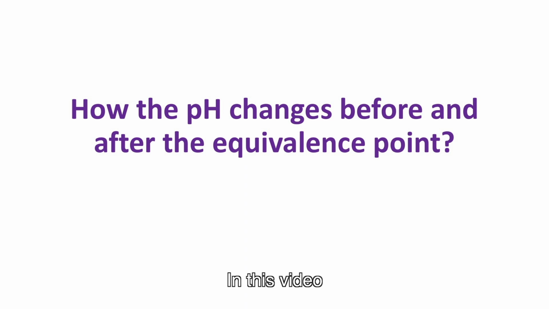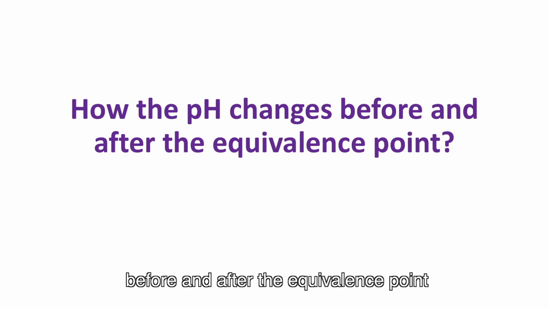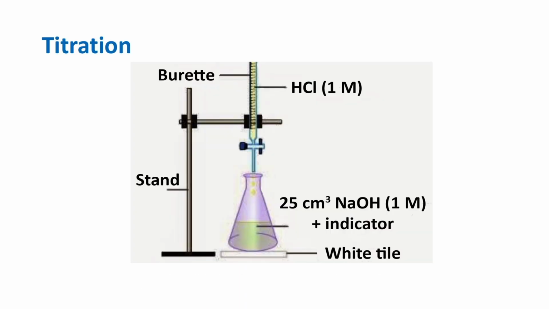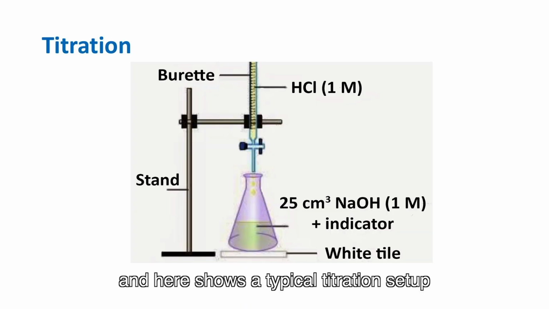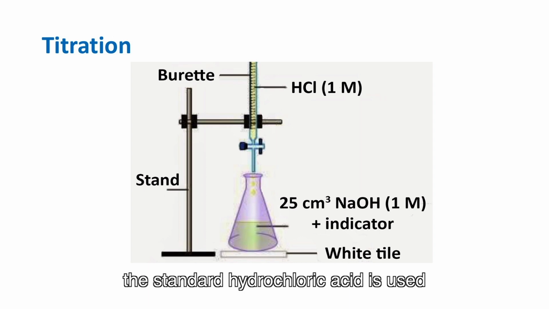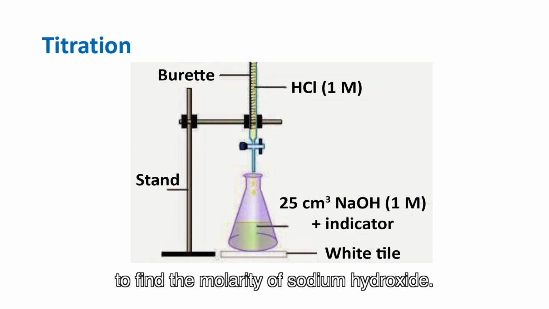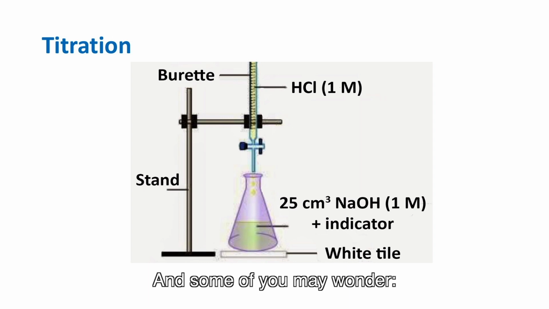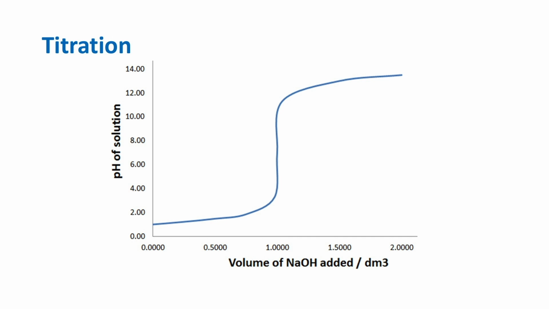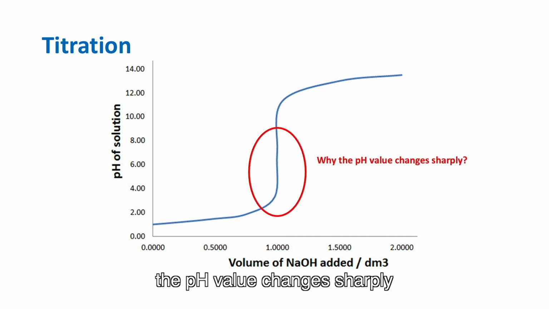In this video, we are going to discuss how the pH changes before and after the equivalent point. Here is a typical titration setup. The standard hydrochloric acid is used to find the molarity of sodium hydroxide. And some of you may wonder, during the titration, why the pH value changes sharply at the equivalent point.